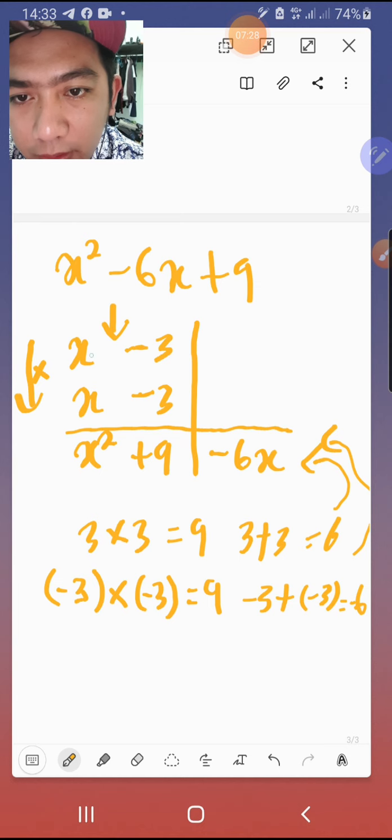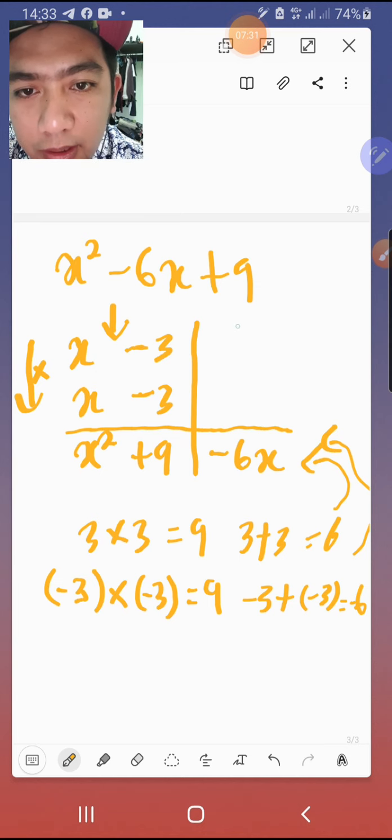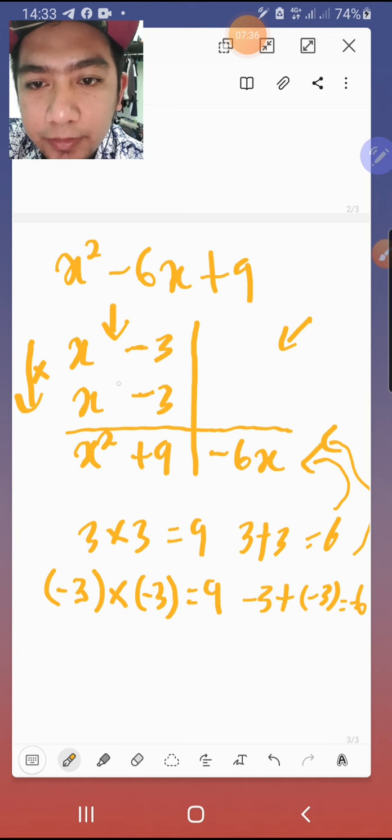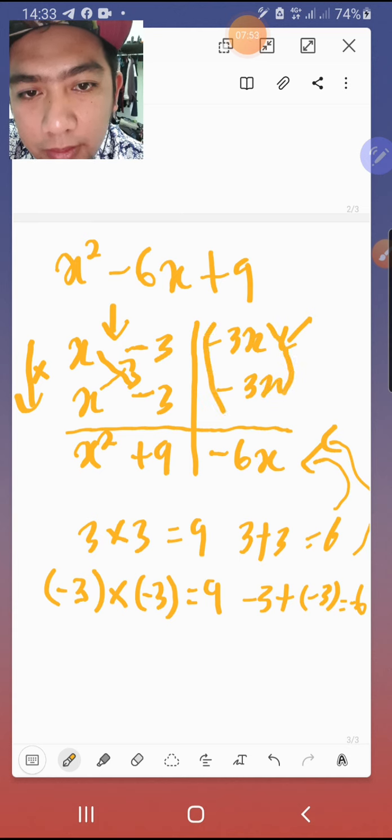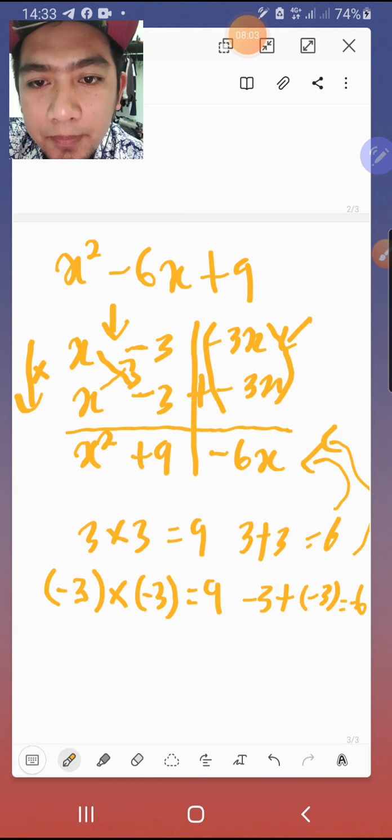So sama, betul. X times x, x square. So here, how to get the answer here? You kena buat cross multiplication. So x times negative 3, you will get negative 3x. X times negative 3, you will get negative 3x. So here, you kena tambah. Negative 3x plus negative 3x, you will get negative 6x. Tapi let's say you letak sini positive 3.